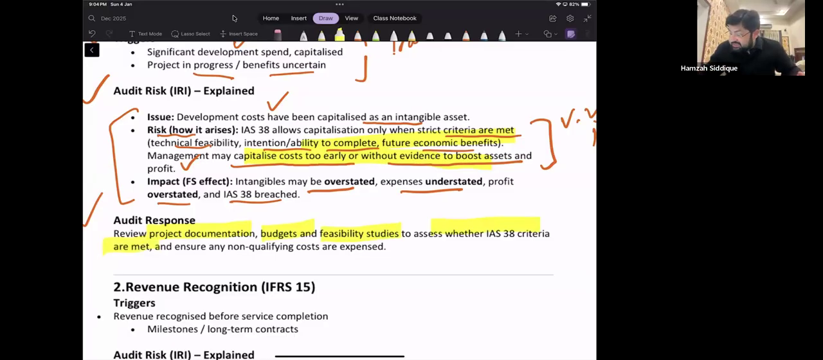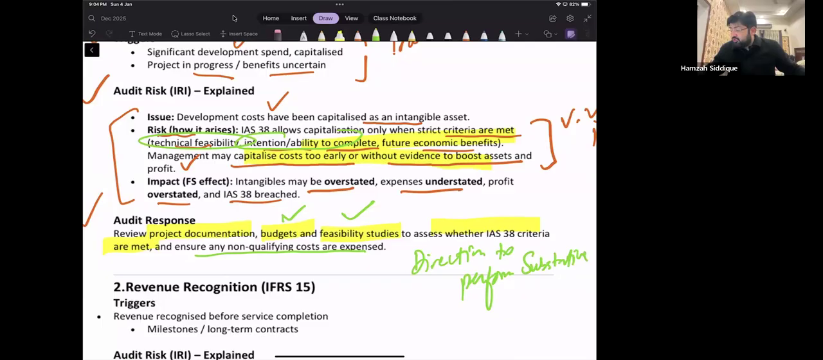Now, basically, budgets and feasibility studies are being verified, and ensure any non-qualifying costs are expensed. Now, what is it? It is a direction to perform substantive tests. Yeah, that you have to perform substantive tests on these areas to verify these. So it is the direction of audit work.